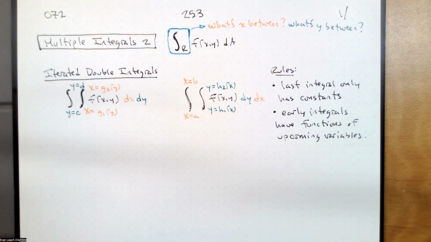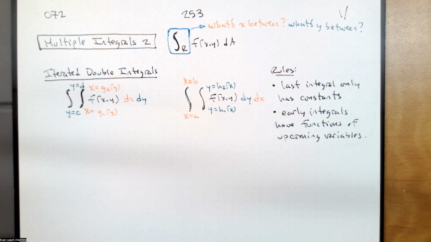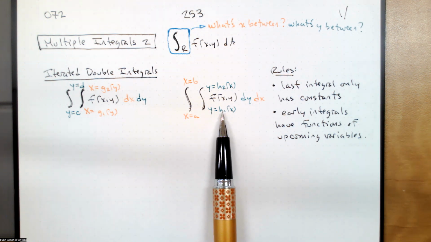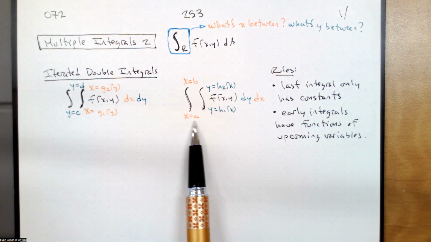This is where we're going to be describing the curvy bits of the region, if there are any curvy bits. But we're going to say what's x between and what's y between. The other order, a dy dx integral, notice that I have x between two constants, but my y integral can be between two functions of x. x is the upcoming variable. Early integrals can have functions of upcoming variables. The last integral only has constants.